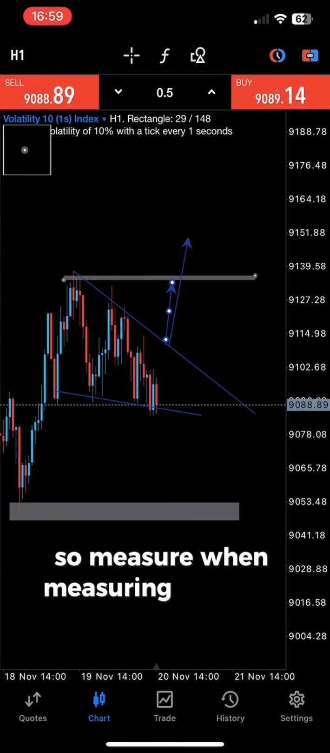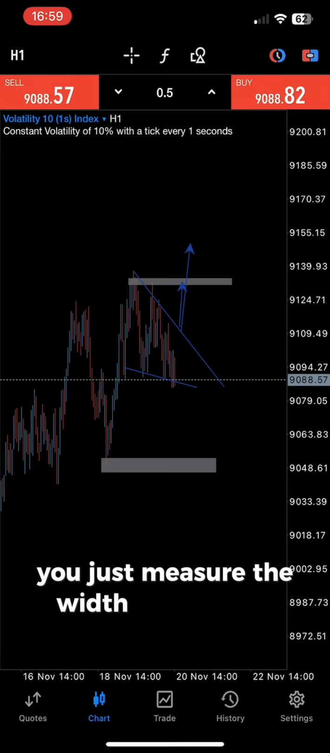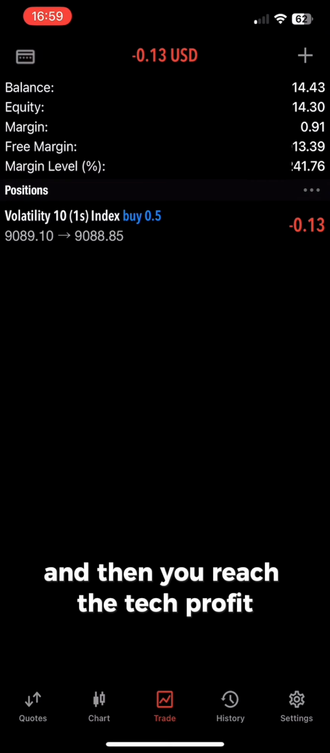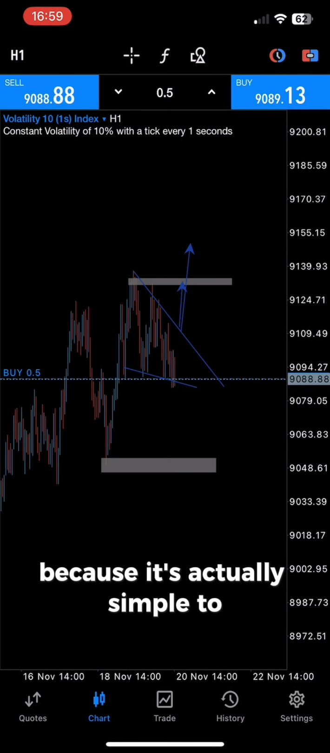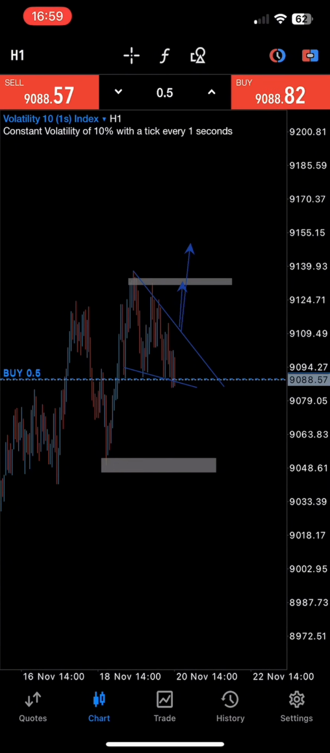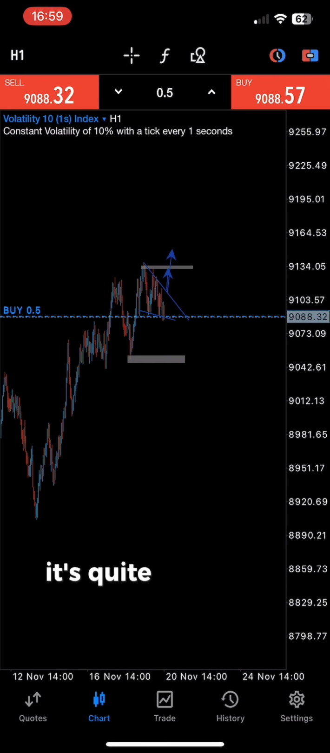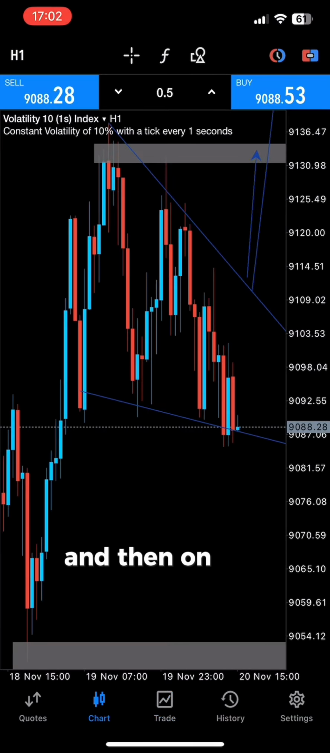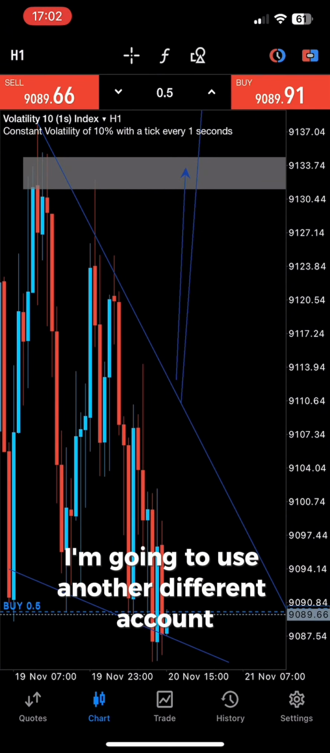So when measuring the take profit, this is how you do it. You just measure the width of the trend and then put it on top of the breakout, and then you reach the take profit. So I would advise the first take profit because it's actually simple to attain, and also it's quite flexible.